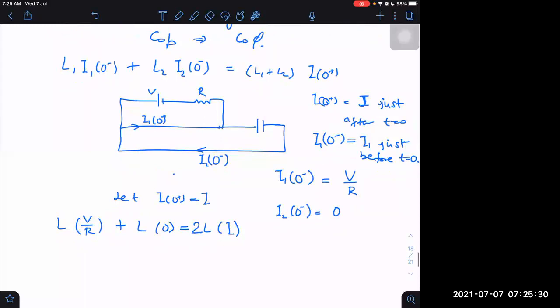Sir, initially before opening the switch, how can we say that potential difference? Okay, it is the diagram only before opening the switch. Yes, this diagram is for before opening the switch only.